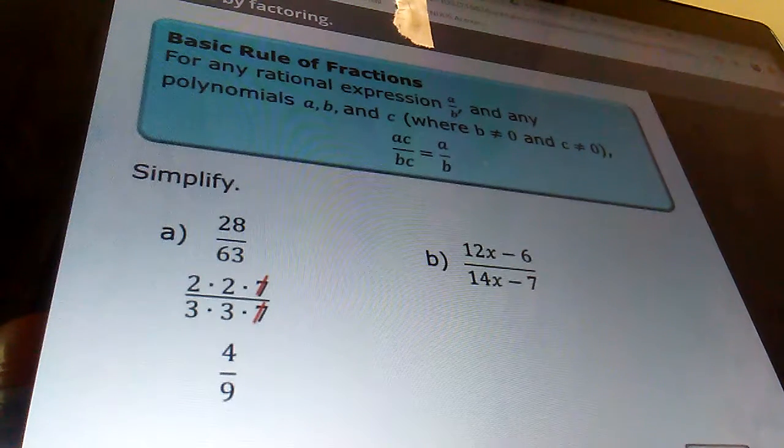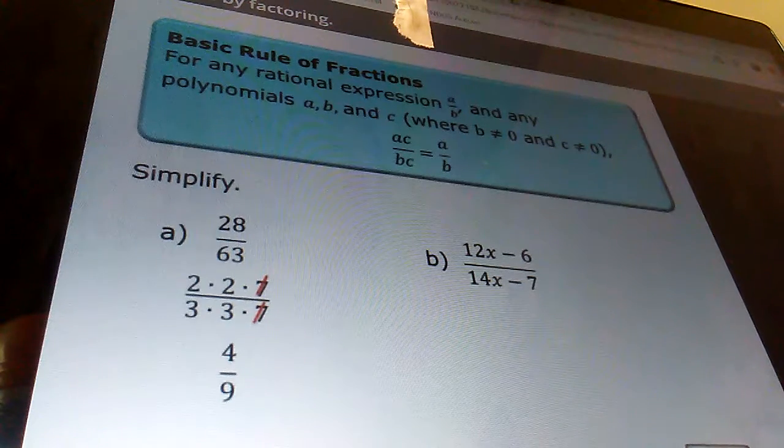Let's look at part B. We have 12x minus 6 over 14x minus 7. Again, we want to reduce the fraction as we did in the previous example. Remember, we cannot divide out sums or differences, we can only divide out products. Notice that this rational expression has differences, so we need to rewrite these as products using factoring.